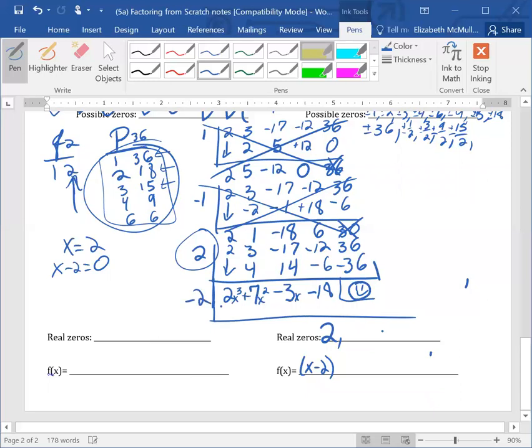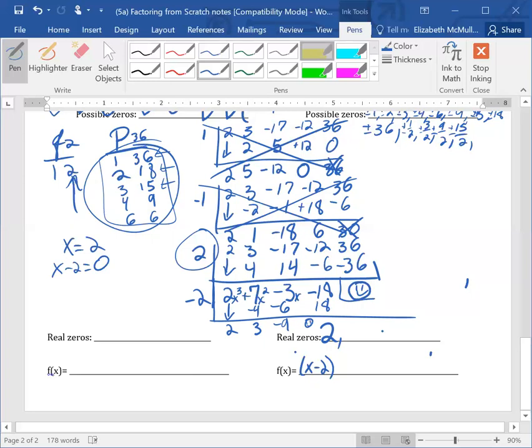So let's say negative 2. So bring down our 2. 2 times negative 2 is negative 4. 7 plus negative 4 is 3. 3 times negative 2 is negative 6. Negative 3 plus negative 6 is negative 9. Negative 9 times negative 2 is 18. And negative 18 plus 18 is 0. So this is also a factor.